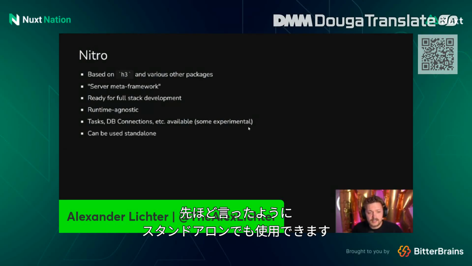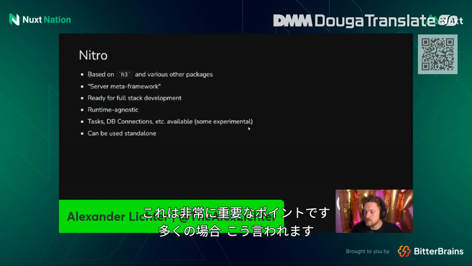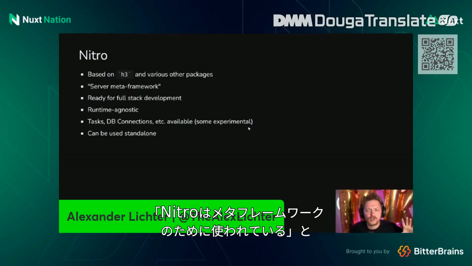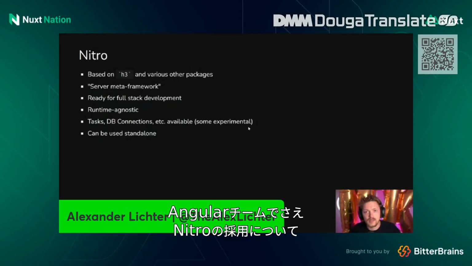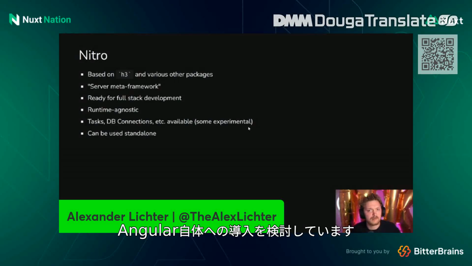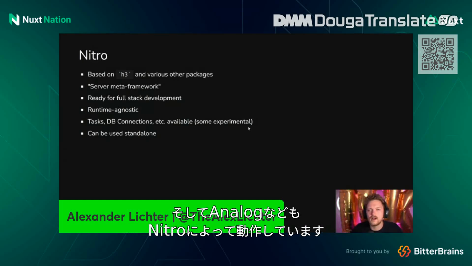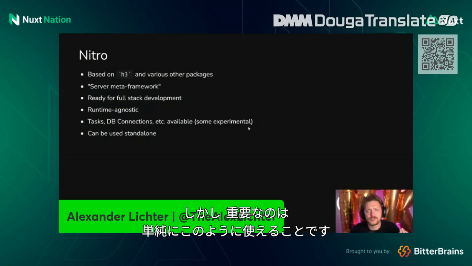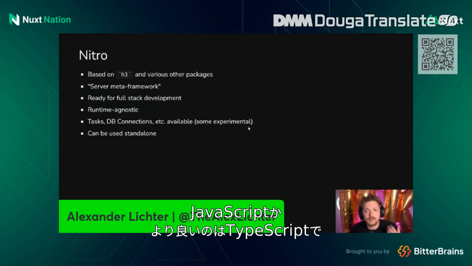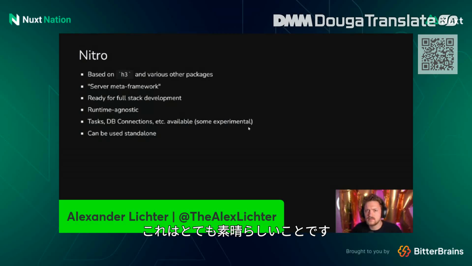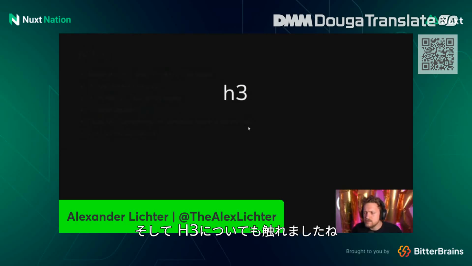Nevertheless, as I said before, it can be used standalone, and this is super, super important because lots of times it's like, oh yeah, Nitro is used for meta frameworks. That's cool, and it's true. Nitro is used under the hood for many meta frameworks out there. Even the Angular team is in discussion about looking into Nitro, maybe using that for Angular itself. Analog and so on are also powered by Nitro. Nevertheless, the main part is you can use it as, okay, I spin up an API that runs in Deno, Node.js, whichever runtime, but it's JavaScript or better TypeScript, and it works. So that's pretty sick. And I just mentioned H3, right?